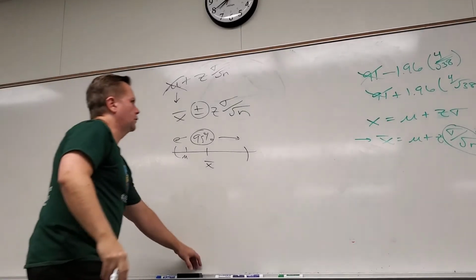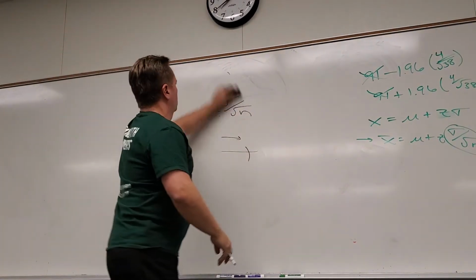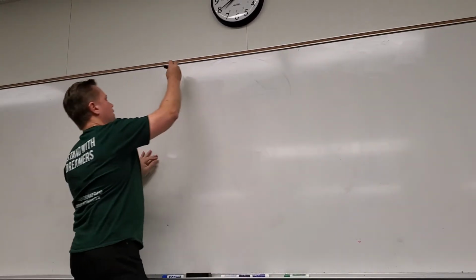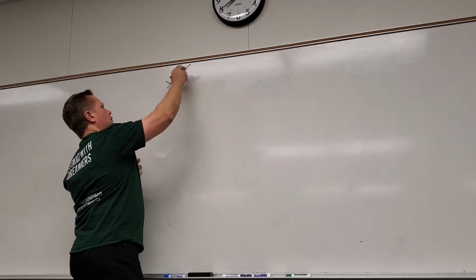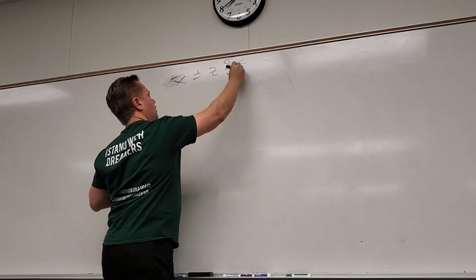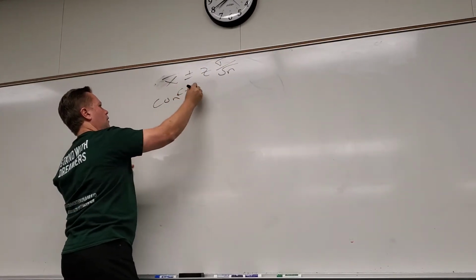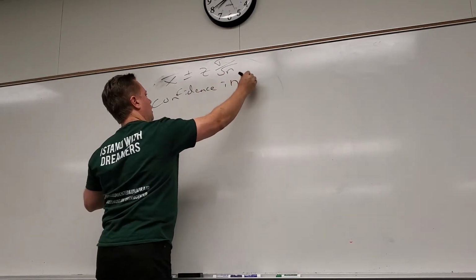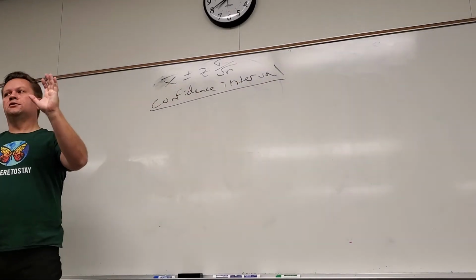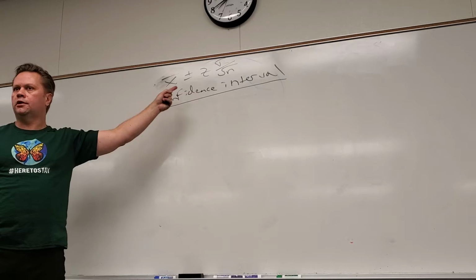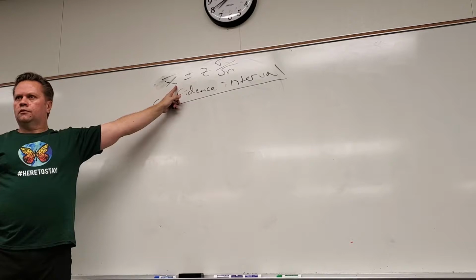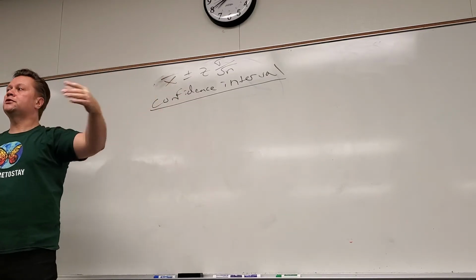Okay. So let's do a problem. So I'm going to put this up here. That's a confidence interval. So they ask you to construct a confidence interval. That's the formula you're going to use. There are going to be 3 of these we learn. 2 for the means and 1 for a percentage.